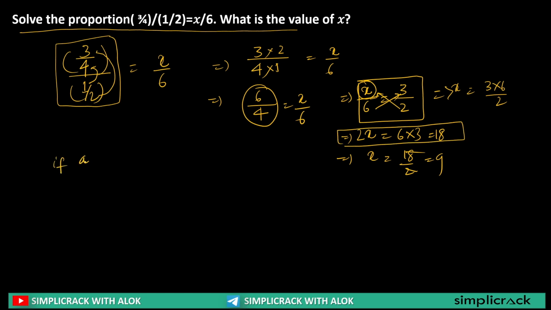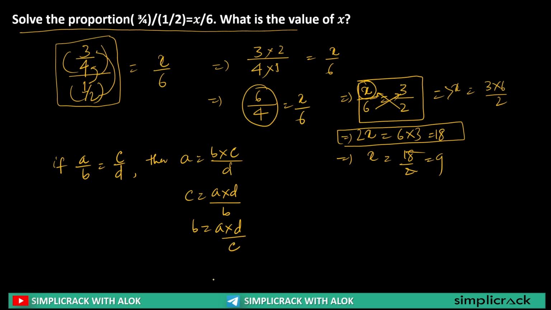If a by b is equal to c by d, then we can write a is equal to b into c by d, or we can write c is equal to a into d by b. Okay, so that's the formula. Or we can write b is equal to a into d by c, or d is equal to c into b by a. So this can be done.